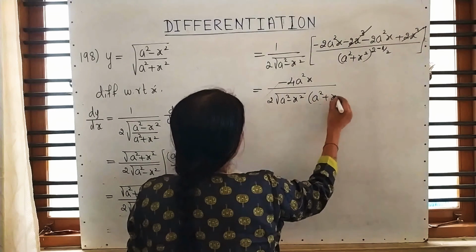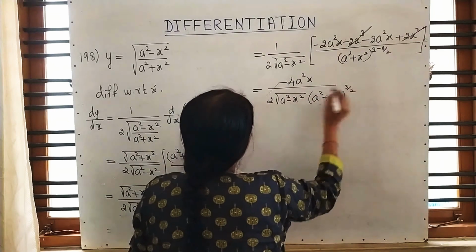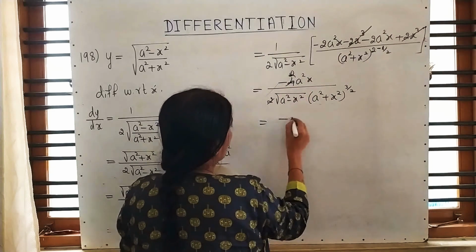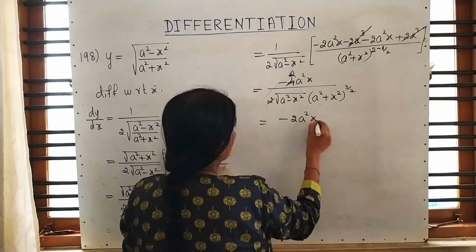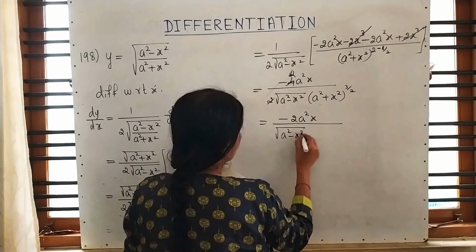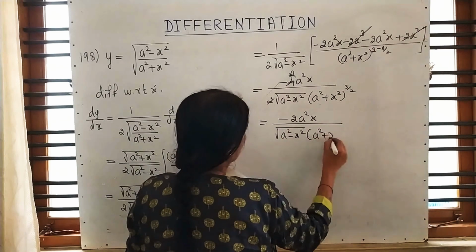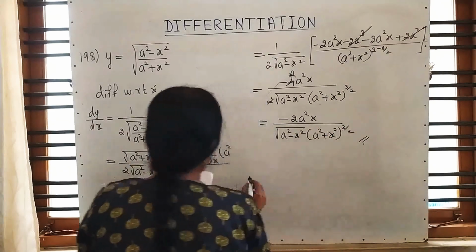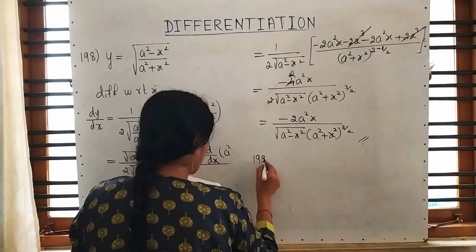This is 3 by 2. So term gets cancelled. This is the final answer. 199.